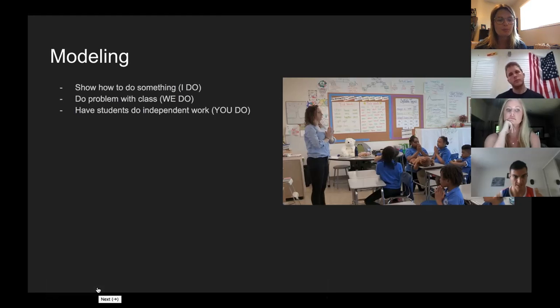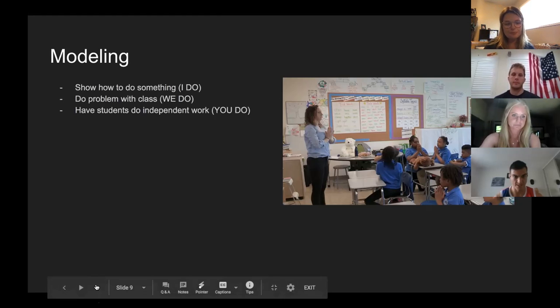You could also use it at the high school level chemistry class. You can model an experiment for the class, then do it with them, and then have them do it, right? And that's it for that.